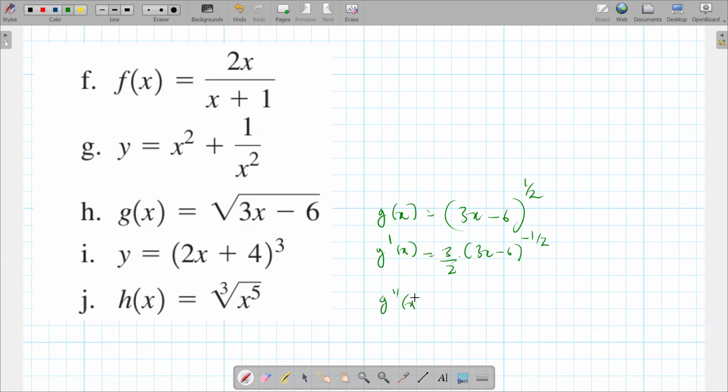What's g double prime of x? What's the derivative of this? It's simple. This thing comes here, right? So 3 over 2 times 1 over 2 is negative 3 over 4, times 3x minus 6, and then you take 1 away from the exponent. Negative 1 over 2 minus 1 is negative 3 over 2. Times, now the chain rule, we multiply this by 3. So the final answer would be negative 9 over 4 times (3x minus 6) to the negative 3 over 2. Okay?